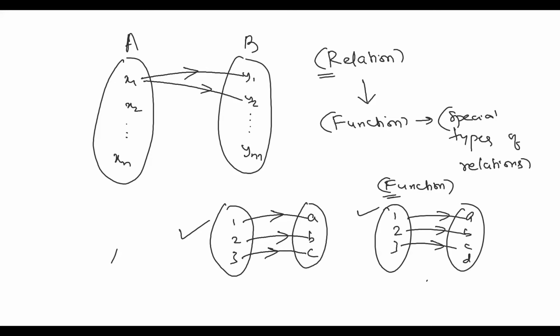Shall we do the next one? I mean, discuss the next example. Observe: 1, 2, 3, A, B, C, D. 1 is mapped to A, 2 is mapped to A, 3 is mapped to A. Is this a function? Yes or no? How many of you say no? You're saying yes. Why? Image need not be unique. This is still a function.